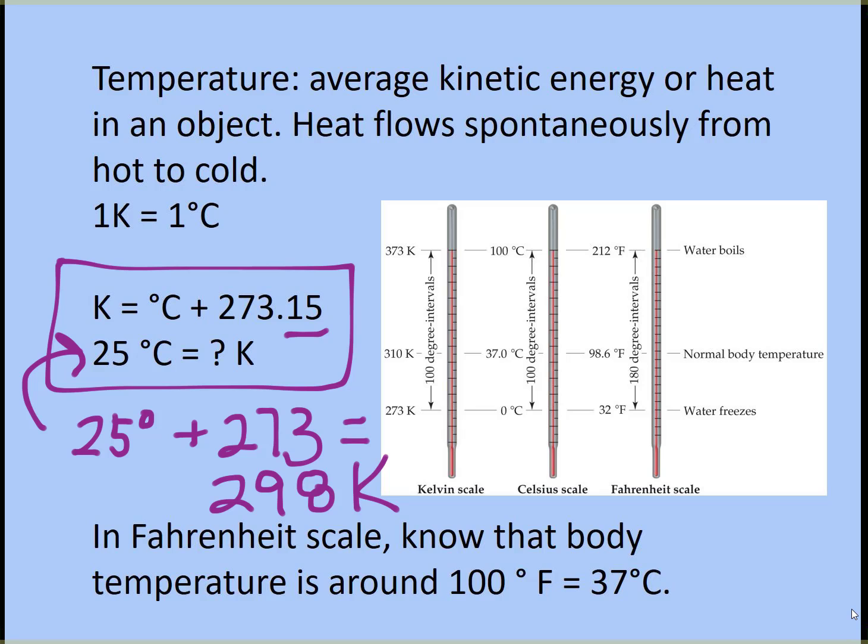The Celsius scale is based on water. So the freezing point of water is 0 degrees Celsius, boiling point of water is 100 degrees Celsius. And then to get to Kelvin, we just do math. So we just take the temperature in degrees Celsius and we convert it to Kelvin.